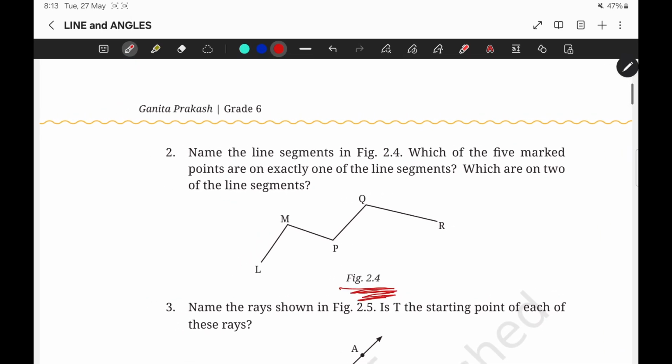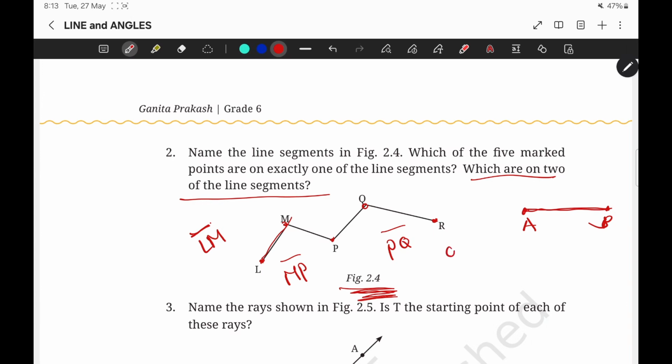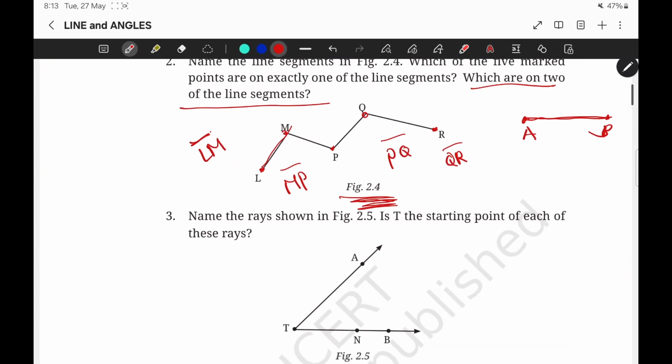Name the line segments in figure 2.4. Which of the 5 marked points are exactly on a line segment? I already told you that a line segment does not extend, so it has fixed points. LM is a line segment, and MP is a line segment, and PQ is a line segment, and QR is a line segment. So these are the answers.